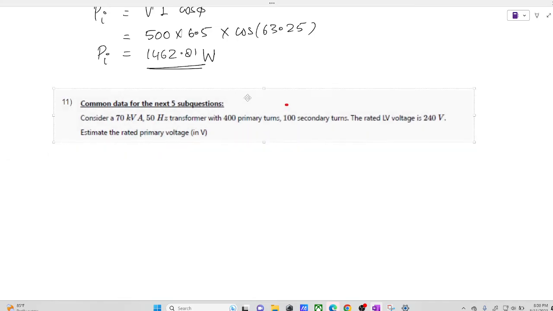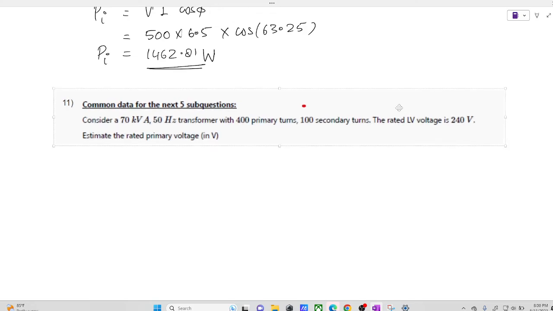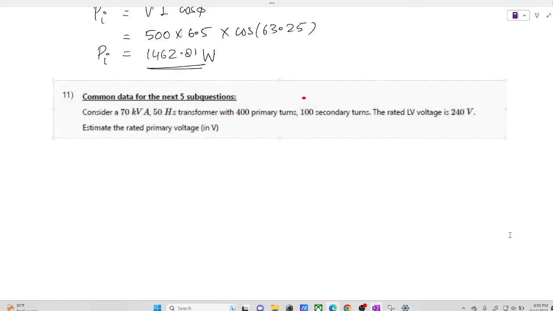These all are simple questions. I solved these questions in the very first session, when I was not aware what type of questions they give in your assignments. For question number 11, they have given the rated kVA as 70, operating frequency 50 hertz, primary turns 400, and 100 secondary turns. The low voltage side voltage is 240 volt. Estimate the rated primary voltage.